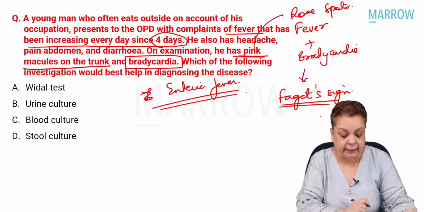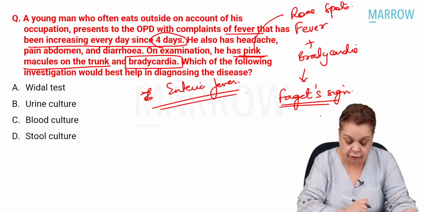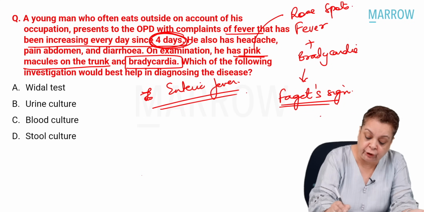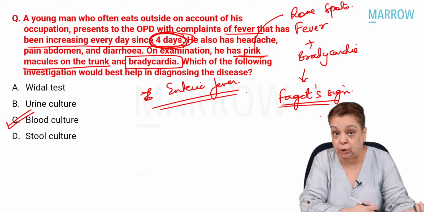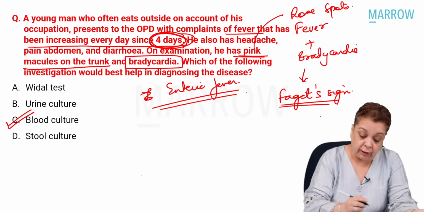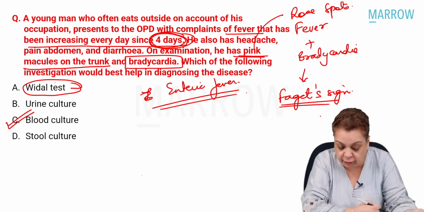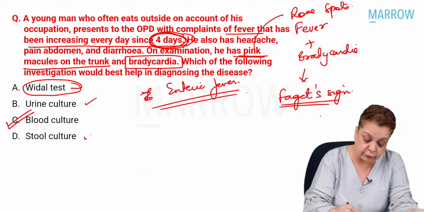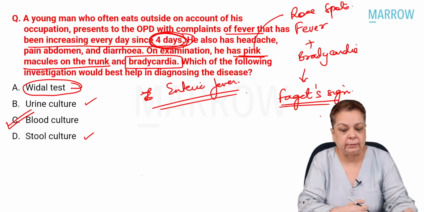Which of the following investigations would best help in the diagnosis of this disease? Vidal, urine culture, blood culture, and stool culture. This is very straightforward. It's the first week of symptoms. Our answer is definitely blood culture because blood is positive in more than 90% of cases in the first week of disease. Antibodies which are detected by the Vidal test will appear in the second week of the disease. Urine culture later around the 4th week, and stool culture around the 3rd week. Okay. So our answer, pretty easy, is blood culture.